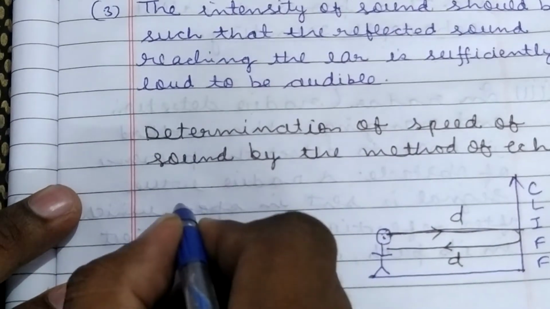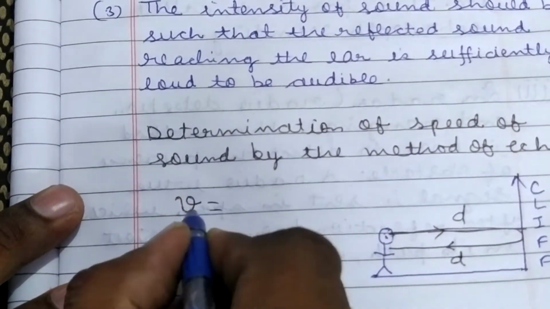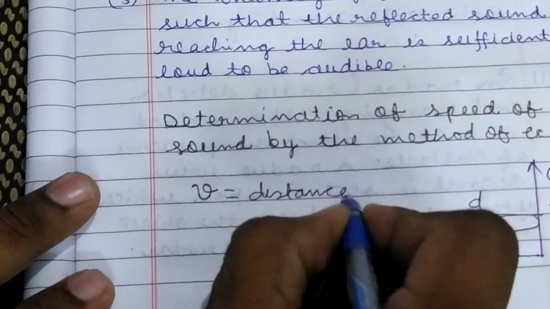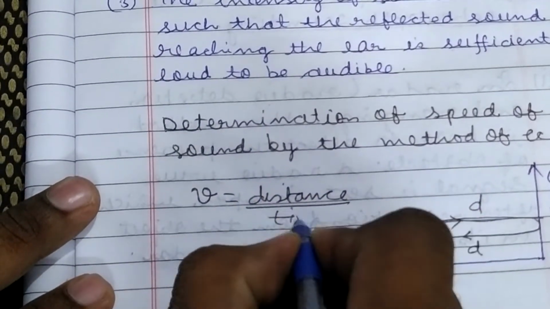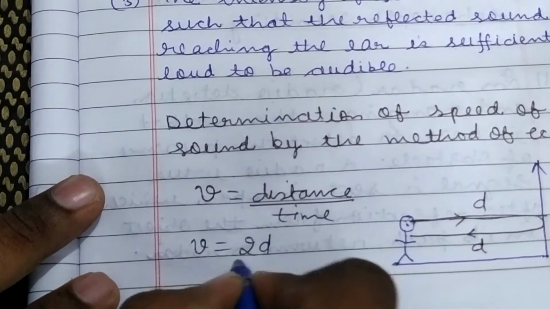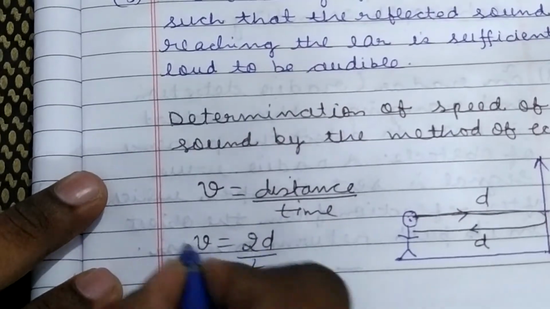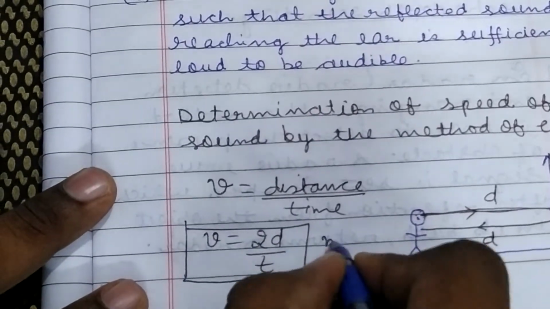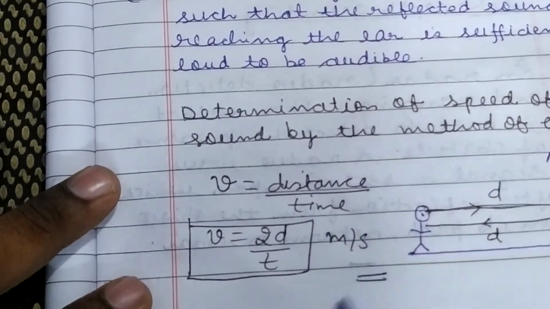Then what is the total distance? 2d. As you know, the speed of sound is equal to distance upon time. Therefore, you will use the formula v equals 2d upon t. You will apply this formula to calculate the speed of sound in meters per second.